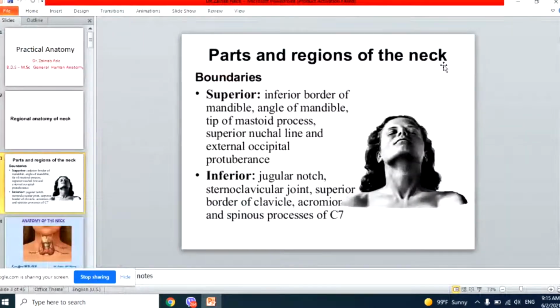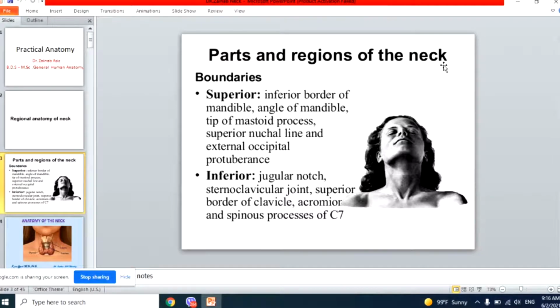About the boundaries, it means hudud, from where to where we call the neck. The superior, above: we have the inferior border of the mandible, the angle of the mandible, the tip from the anterior. From posterior, we have the tip of the mastoid process. We have the superior nuchal line in the posterior side, and we have the external occipital protuberance. So from above, we have these landmarks from anterior and posterior. From anterior, we have the inferior border of the mandible, angle of the mandible, and from posterior, we have the tip of the mastoid process, superior nuchal line, and external occipital protuberance. This is the hudud of the neck from above, from the superior.